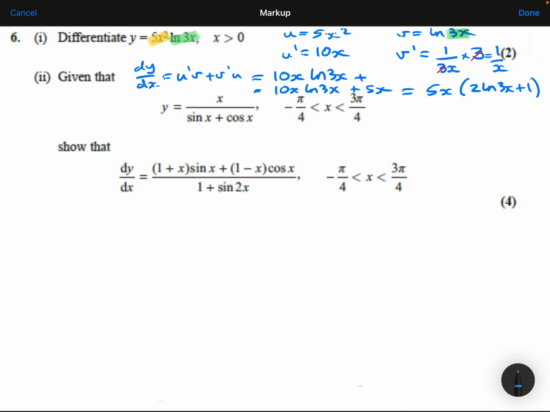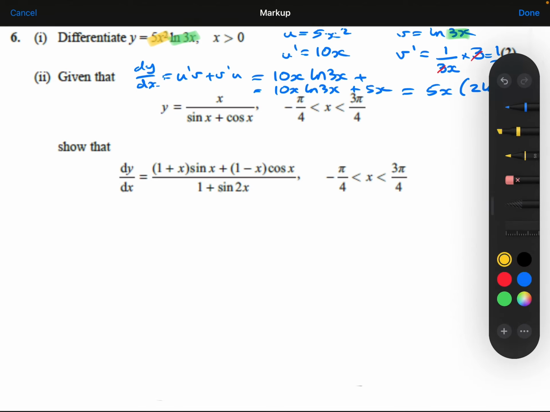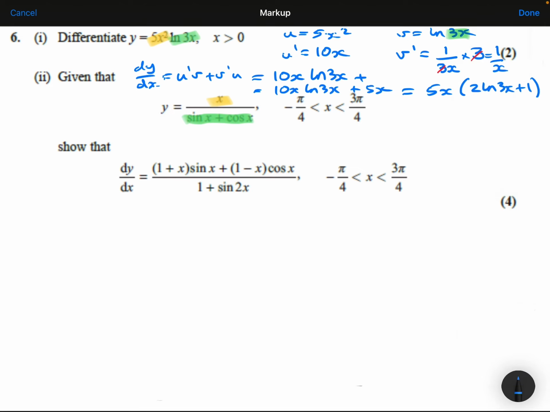Right, let's move to part II. So, given that y equals x over sine x plus cos x, I need to show that dy by dx is equal to all of that. So I've got a fraction here. I've got the x on the numerator and I've got the sine x plus cos x on the denominator. So I'm going to use the quotient rule to differentiate this. So I'll let u equal x and I'll let v equal sine x plus cos x.